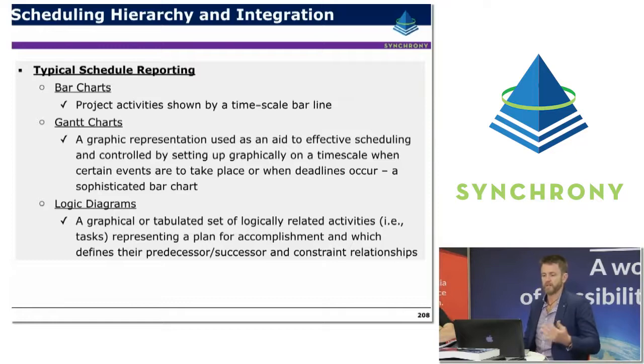Bar charts is one of the common layouts that's used, which is basically project activities shown by a time scale bar line. Gantt charts are extremely common. So it's basically a graphic representation used as an aid for scheduling and for communicating with different stakeholders. It's typically not so good for showing the logical links, but gives a good overall sense of the time phasing.